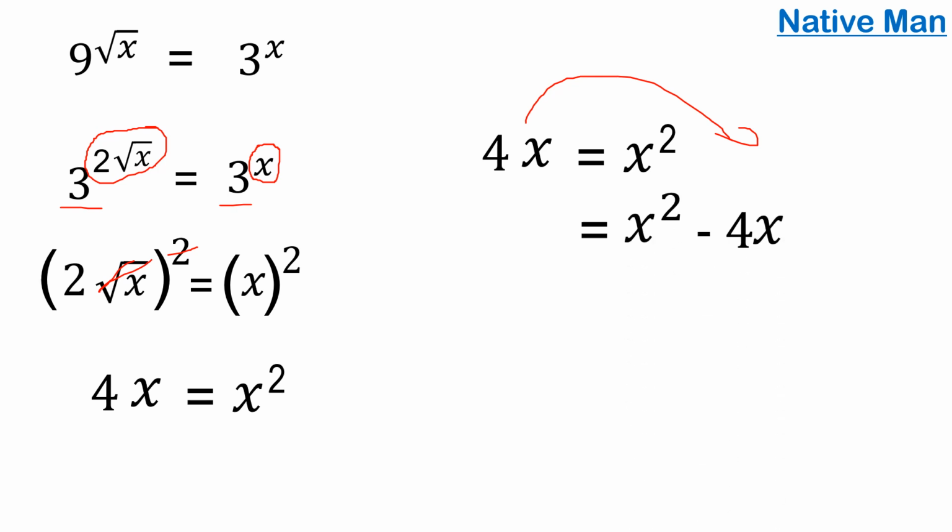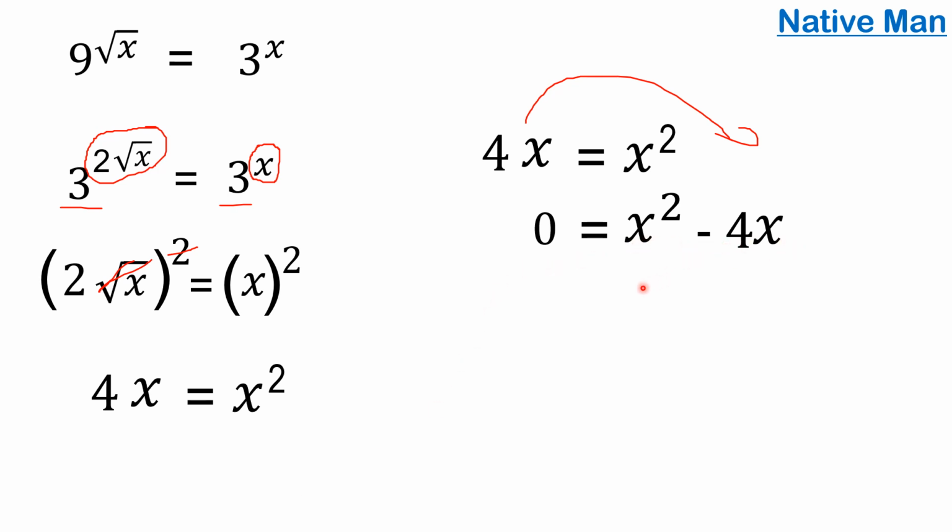Then 4x will become minus 4x. Change the sign: that is positive, and if you transpose, it will become negative, so that is minus 4x. So what is left on the left of the equal sign? There is no value here, so we write 0. So we have now 0 is equal to x squared minus 4x.